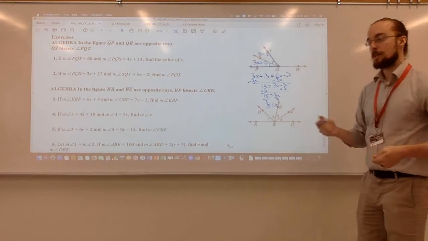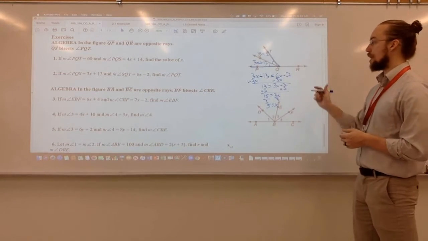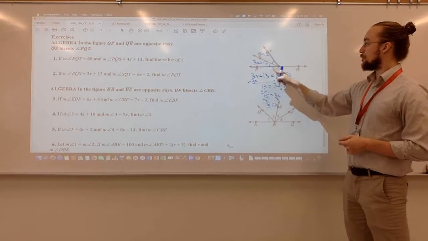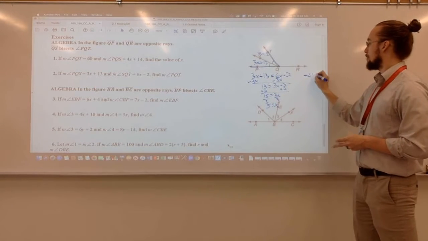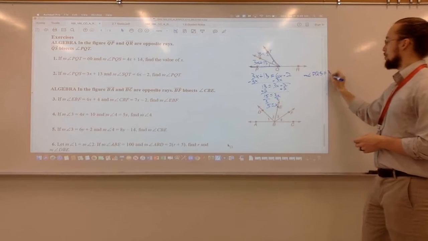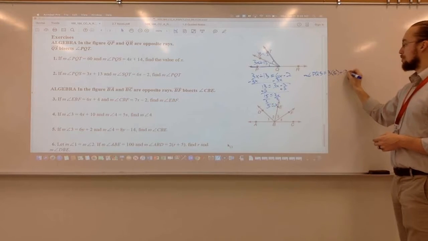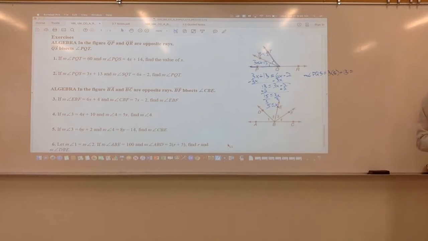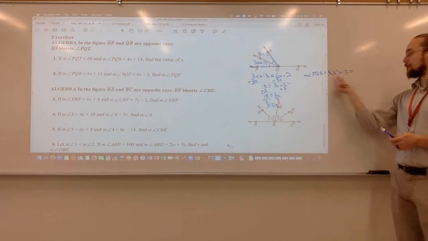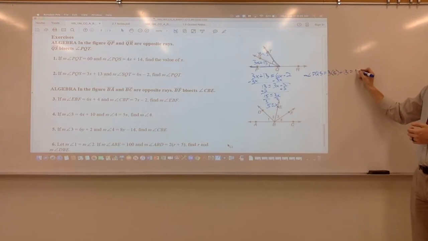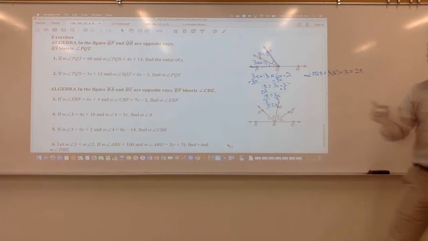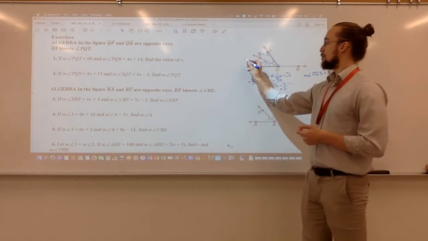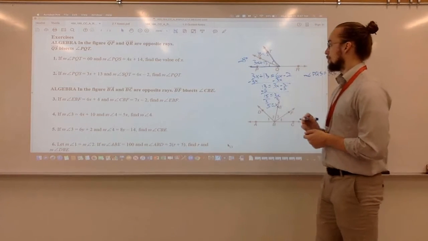So yeah, let's start by finding PQS. So the measure of angle PQS, this piece right here, is going to be 3 times 5 plus 13. I know there's not a lot of room on your paper. All right, so 3 times 5 is 15, plus 13 is 28. So we get that this angle is 28 degrees.